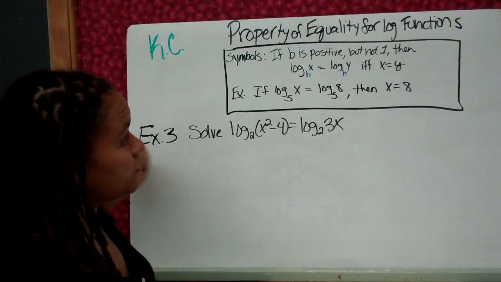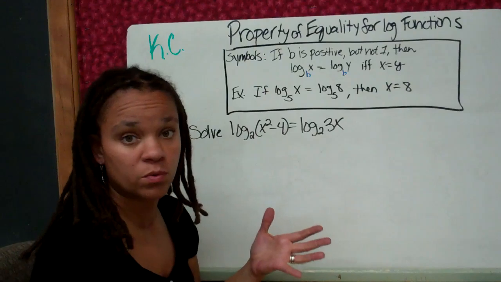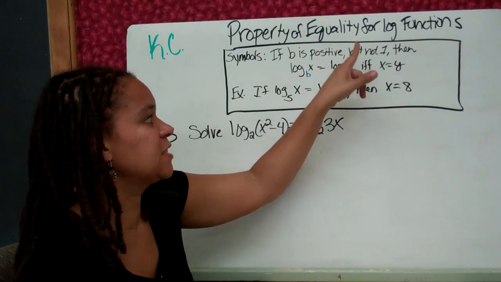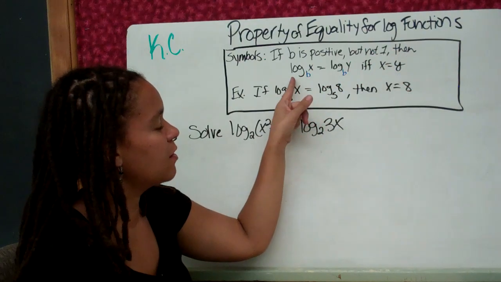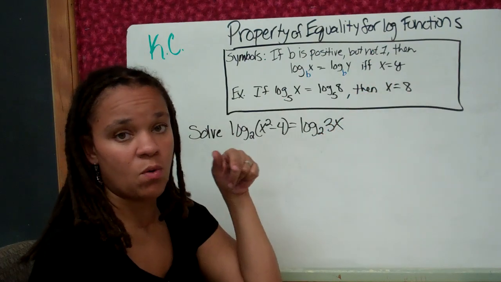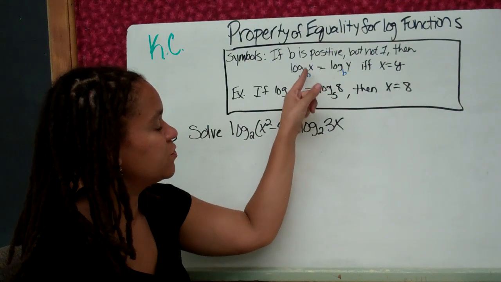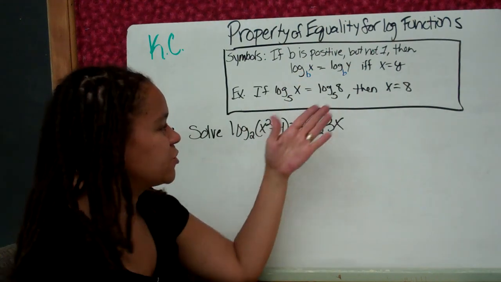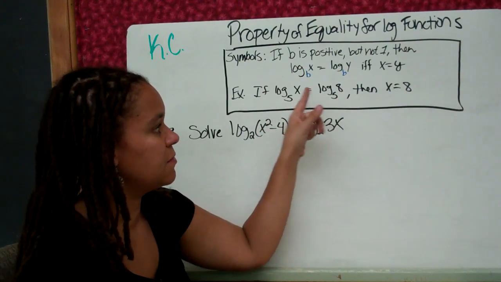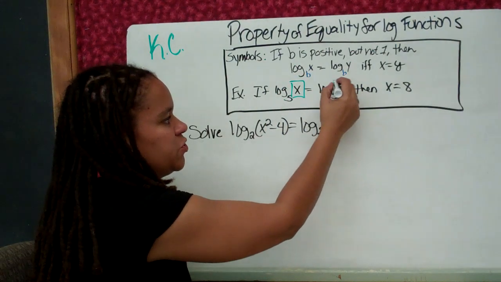All right, here comes some new properties. Key concept: property of equality for log functions. These are very important when we're solving because we use these all the time. The symbols say if b is positive but not 1, then log base b of x is equal to log base b of y if and only if x is equal to y. What that means is if you have two logs with the same base, you can set whatever you're taking the log of equal to each other. Here's a simple example: if log base 5 of x equals log base 5 of 8, then x is equal to 8.